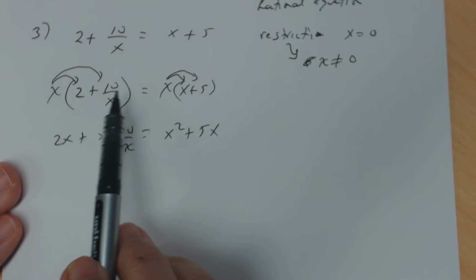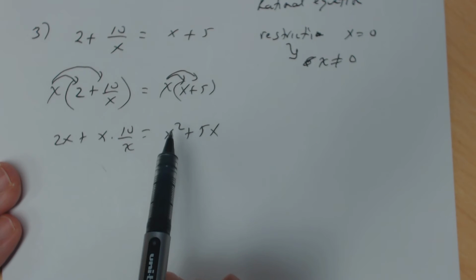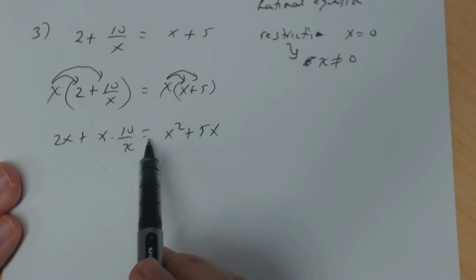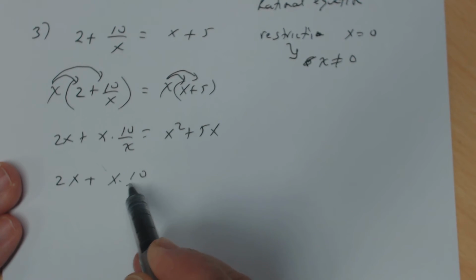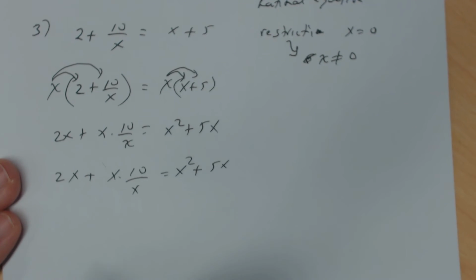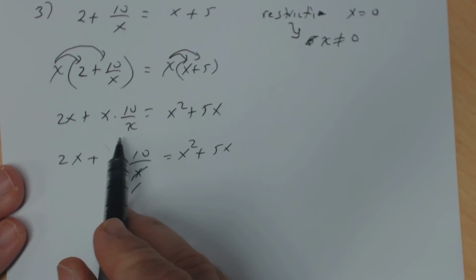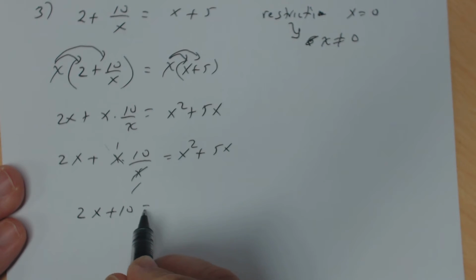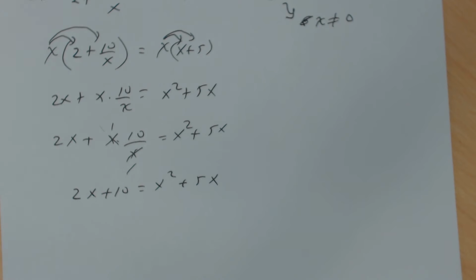Alright, so all I did was distribute. X times 2, x times 10 over x, x times x is x squared, x times a positive 5 is a positive 5x. Now let's go ahead and deal with this one here. So I'm going to go ahead and write this just so I don't write all over that equation here. And then reduce. X and x is 1, x and x is 1, so this really becomes 10. So I get 2x plus 10 equal x squared plus 5x. Alright, so that's where I'm at.